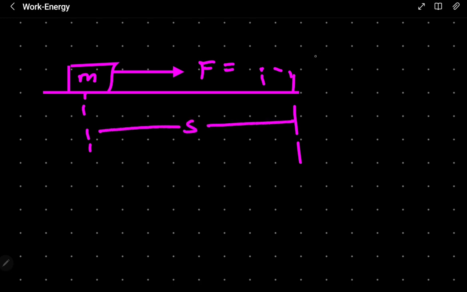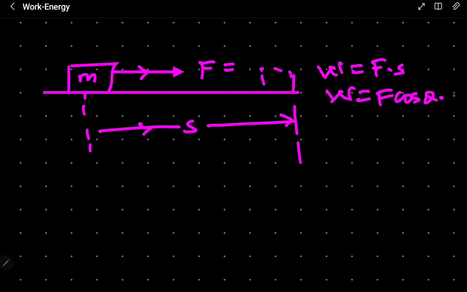Now we know from the definition that work done is equal to force times distance. If the force vector and the displacement vector are not parallel, the work done is equal to the force times the cosine of the angle between the displacement and the force, times the distance. Now I'm going to explain how to derive the expression for the work.